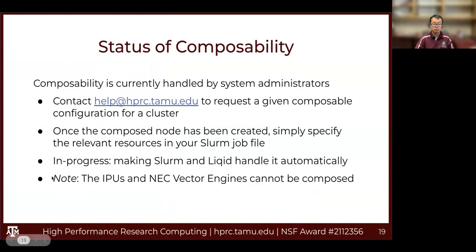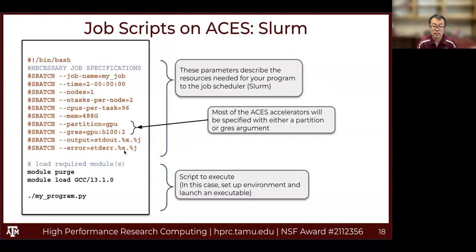So, the current status of composability. It's currently handled by our system administrators, so it's not user controlled. Of course, if you want to test something on our composable node, you can contact us. This is the email, to request a given composable configuration for our cluster. For example, hey, I want 16 GPUs on one node, and can I get this node? I want to run my workload on a 16 GPU node. Our system admin will rearrange the resources and try our best to accommodate your request. After that, you can specify the relevant resources in your Slurm job file, like the one before. Hey, I can specify 16 GPUs now. It's not just 2, right?